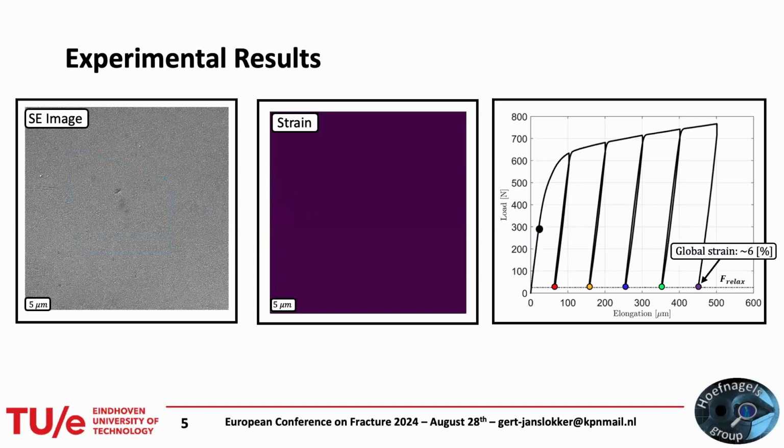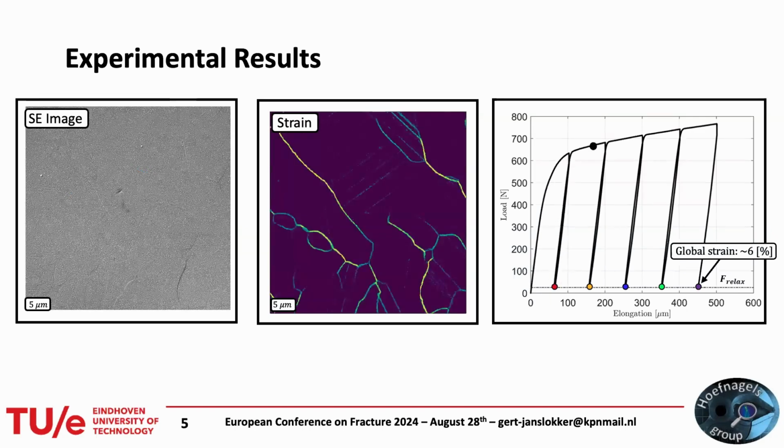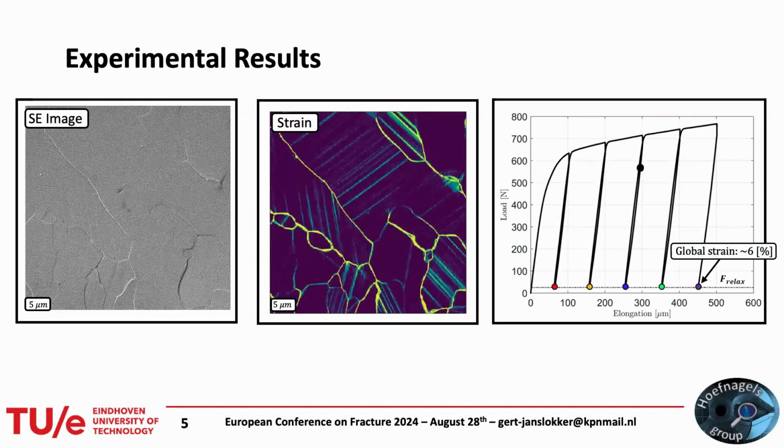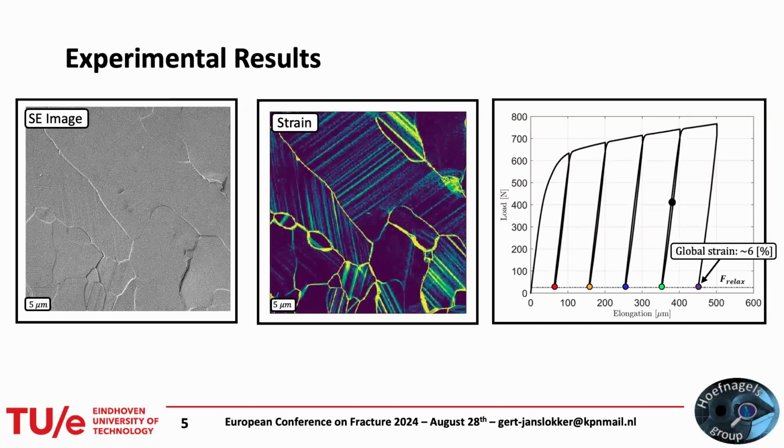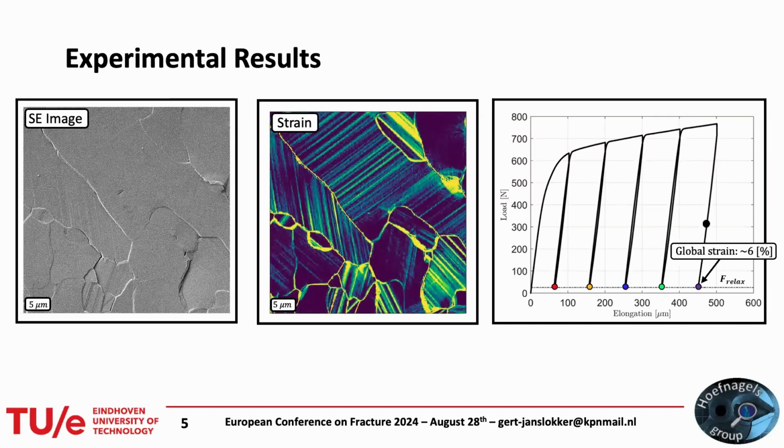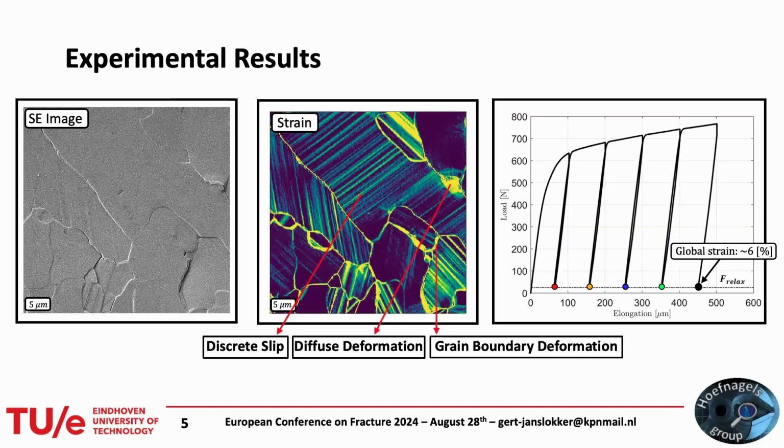Hopefully the video works now. Yeah. And what you now can clearly see is that the strain is popping up. Now, specifically, you see some discrete slip, you see some diffuse deformations, and you also see some grain boundary deformations. And now, of course, we want to really know what's happening there.